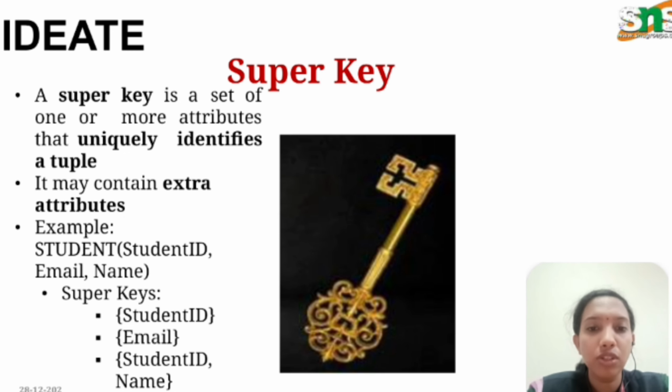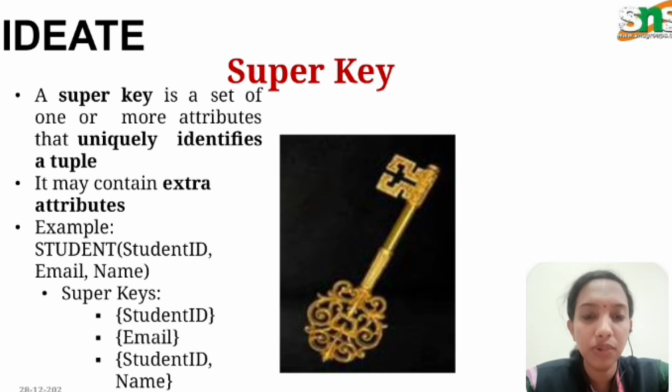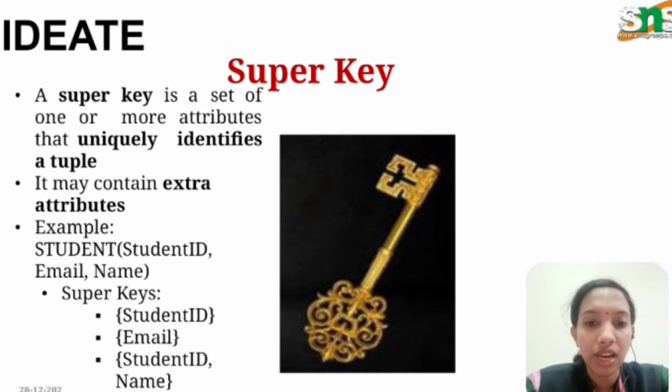A super key is a set of one or more attributes that uniquely identifies a tuple, and it may contain extra attributes. For example, we have a table student with student id, email and name. So the super keys are student id, email, and student id plus name. Which means we can uniquely identify the record or tuple by using student id alone, or email alone, or student id plus name. So that is a super key.